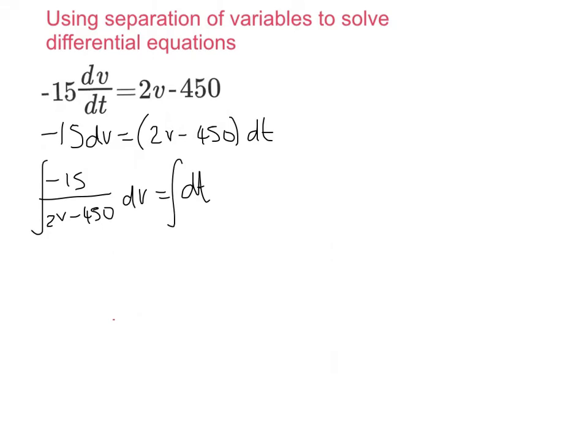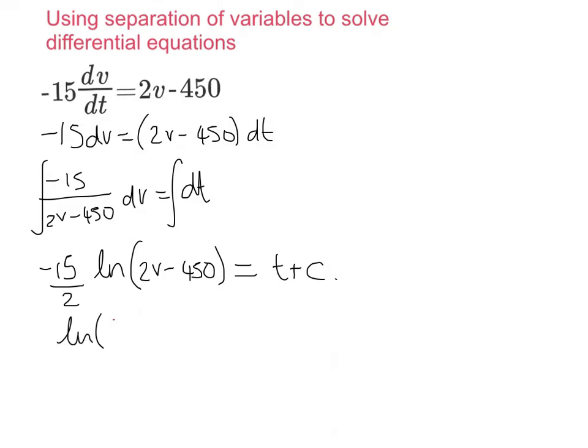Alright, on the left hand side we've got minus 15 there, and this has come from ln. It was ln of 2v minus 450, but we need to compensate for that too, so I'll put a divide by 2 on that side at the front. Then on the right hand side, the integral of 1 with respect to t is t, and then plus c. So ln of 2v minus 450 equals 2 over 15 minus 2 over 15 t plus, oh, shall I bother with it really, shall I?